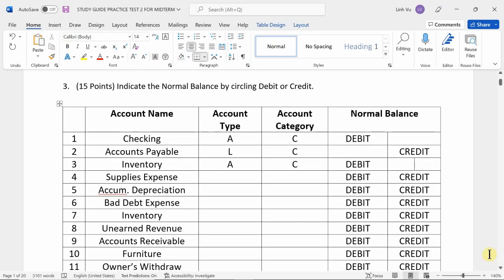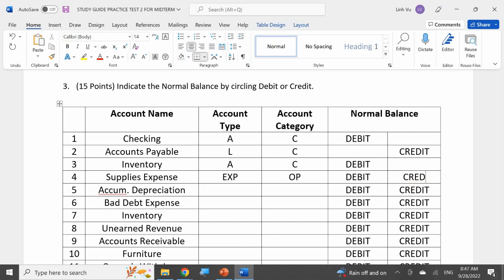Okay? What about supplies expense? Okay, that's a liability. Supplies expense? Operating expense. It's an operating expense. Good. So therefore it's an expense and it's an operating expense. Good. Now what kind of normal balance would a supplies expense have? A credit? Not a credit. It's an expense, right? Debit? Mm-hmm. How do you increase an expense? You debit it. Good. Okay.